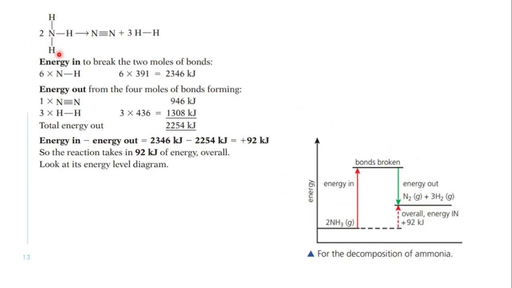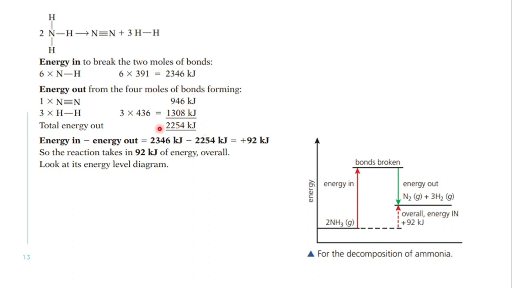In this example, ammonia gives N2 and H2. On the left side, the reactant side, the ammonia structure shows nitrogen has 3 bonds with hydrogen, and we have 2 moles of ammonia, so 3 times 2 gives a total of 6 N-H bonds. Multiply 6 by the bond energy of N-H. On the right side, we have the products N2 and H2. As we have 1 mole of nitrogen, we multiply 1 by the bond energy of nitrogen. As we have 3 moles of hydrogen, we multiply 3 by the bond energy of hydrogen.